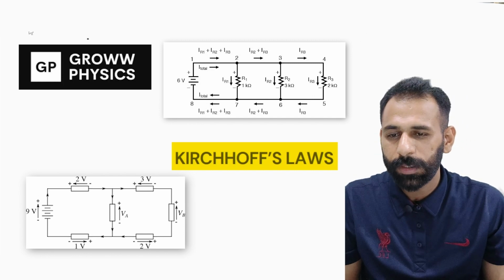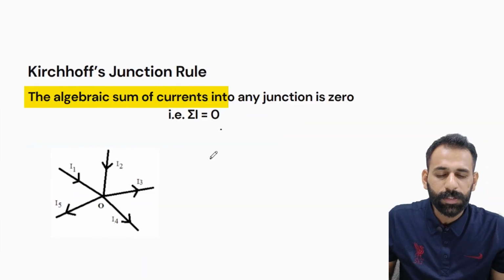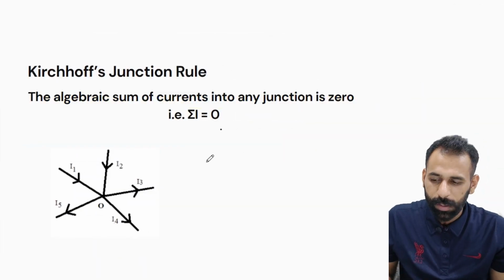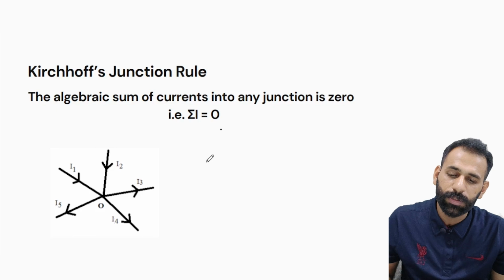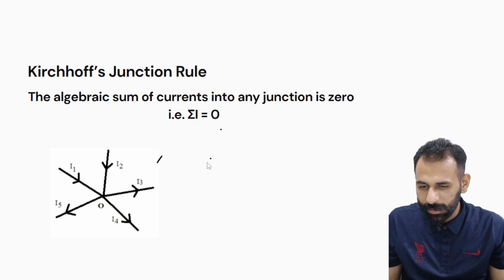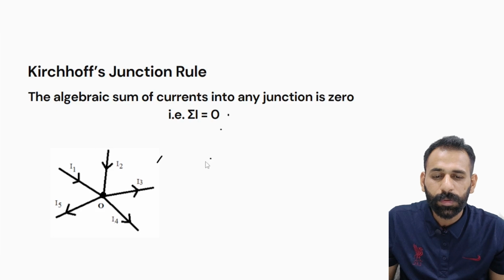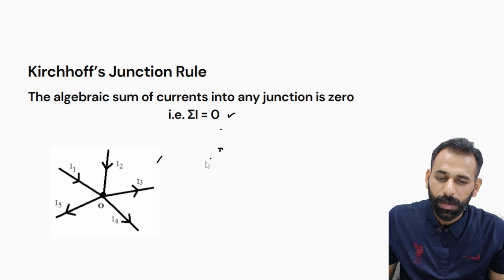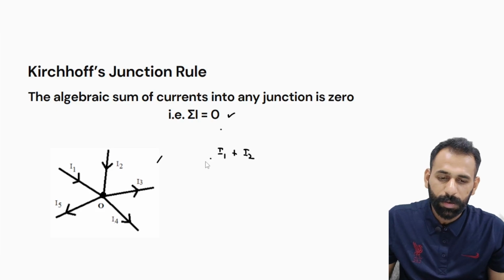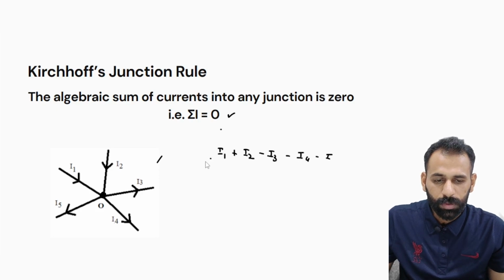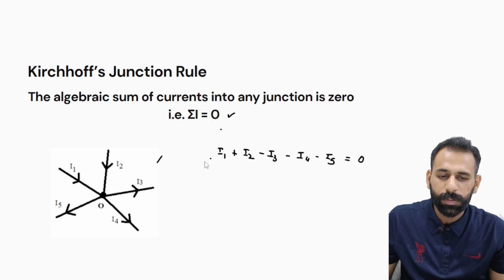According to that, the statement is: the algebraic sum of the currents into any junction is equal to 0. Look at an example where there are 5 currents, out of which 2 currents are towards the junction. What is a junction? Basically, the junction is this point O. According to this rule, the sum of the currents will be equal to 0. We will take the currents I1 and I2 as positive because they are towards the junction, meaning they are entering the junction. And I3, I4 will be taken as negative because they are leaving the junction. So the sum remains equal to 0 according to this definition.